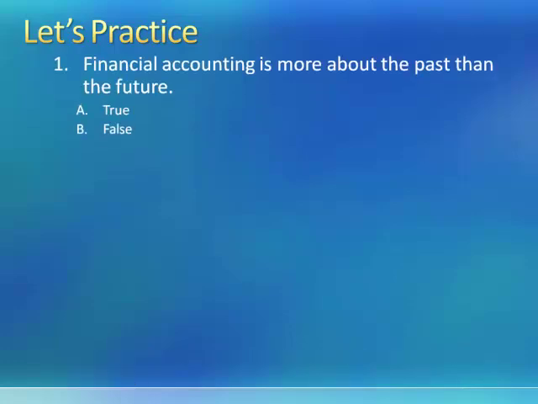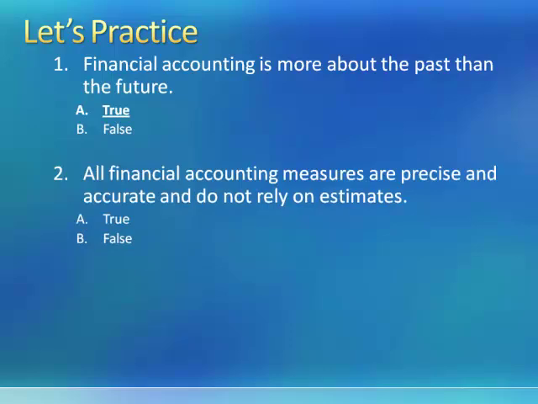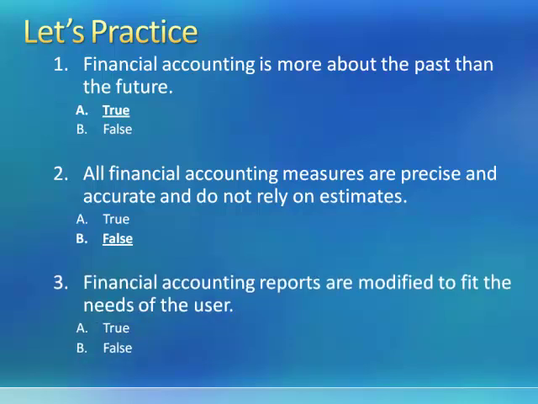Our next question. Financial accounting is more about the past than the future. We know that accounting is historical in nature, so that question is true. Our next question. All financial accounting measures are precise and accurate and do not rely on estimates. We know that accounting includes estimates, so that statement is false. Our next question. Financial accounting reports are modified to fit the needs of the user. Financial reports are general purpose. They are not modified to fit the needs of the user, so that question is false.